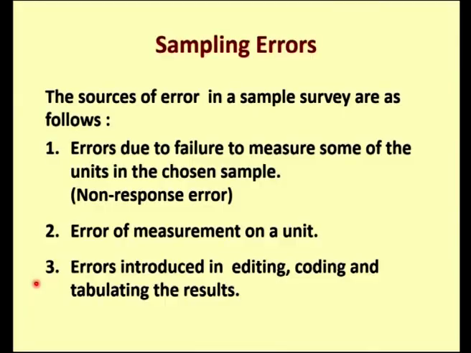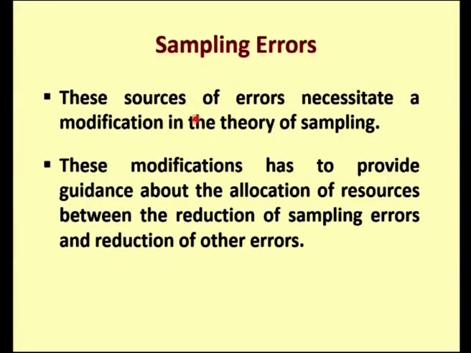And the third type of error is errors introduced in editing, coding and tabulating the results. This can occur at any stage of the census and the sample. Having found that there are errors due to the sampling process, called sampling errors, we have to take necessary steps to reduce the sampling error. So, these sources of errors necessitate a modification in the theory of sampling, and this modification has to provide guidelines about the allocation of resources between the reduction of sampling errors and the reduction of other errors, so as to make our study more effective.